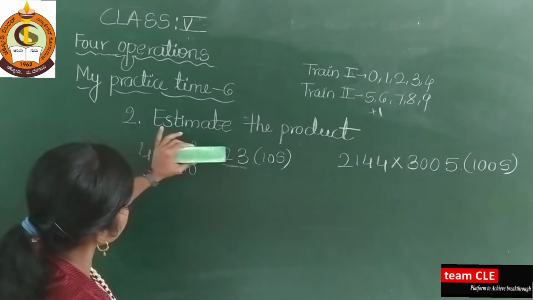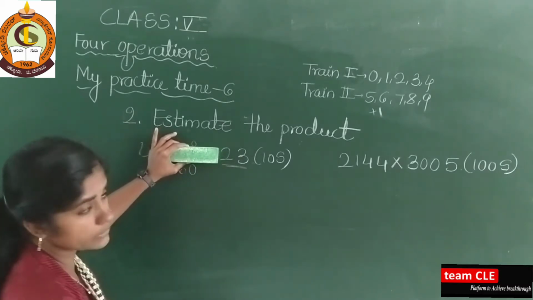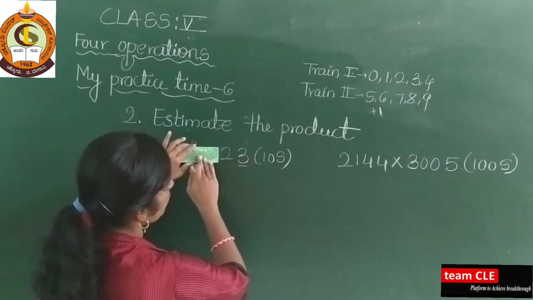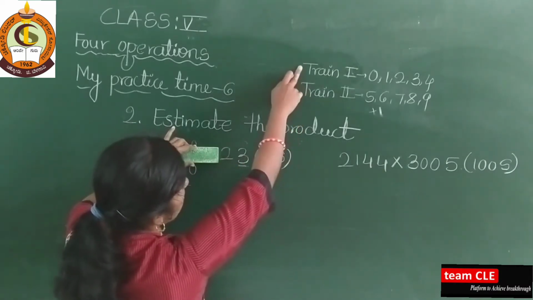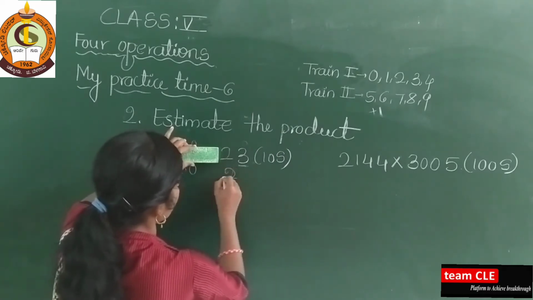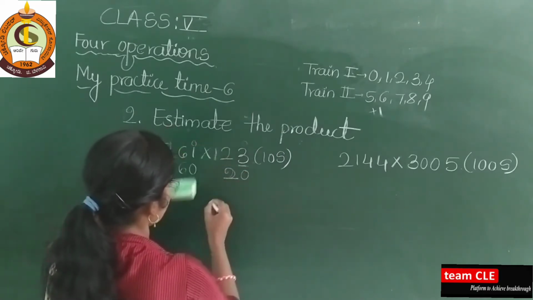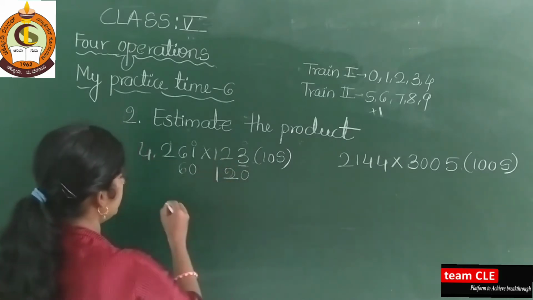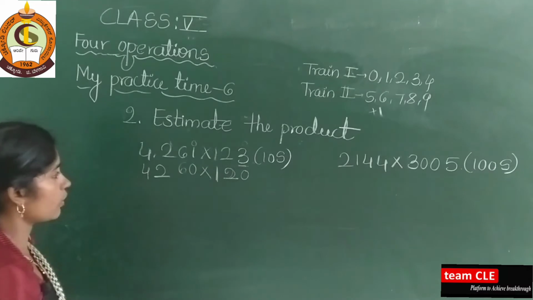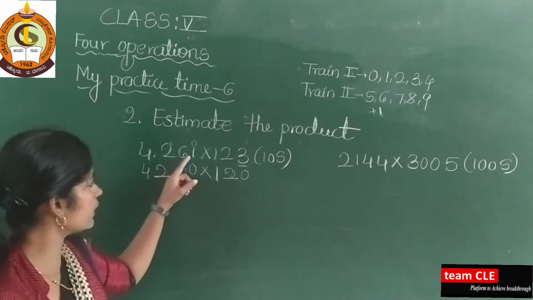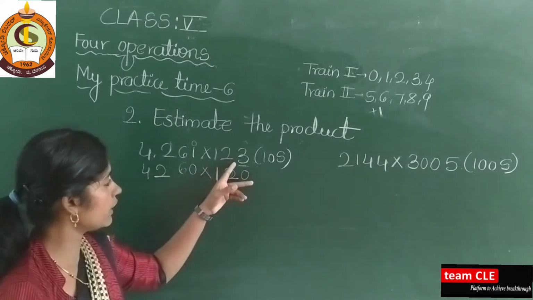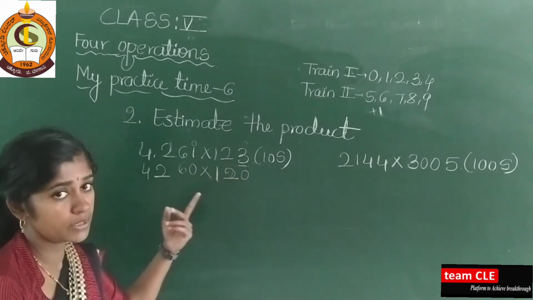Again, next, hide this. Here 23, and in the ones place there is 3. So 3 will come in tray number 1, then there is no need to add 1. So the rounded number of 23 is 20. So this 4261 becomes 4260, and this 123 becomes 120.